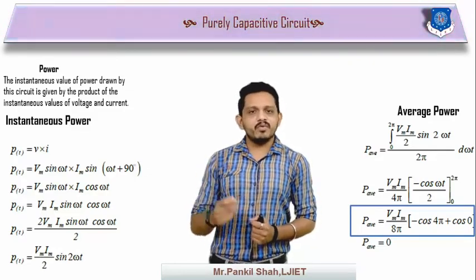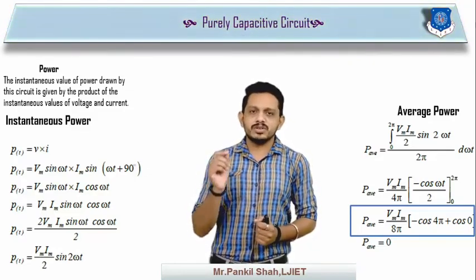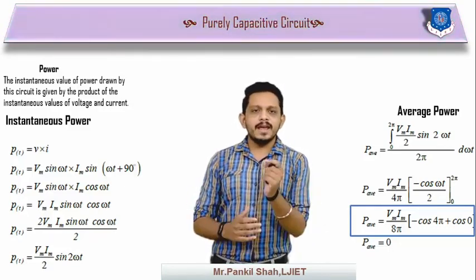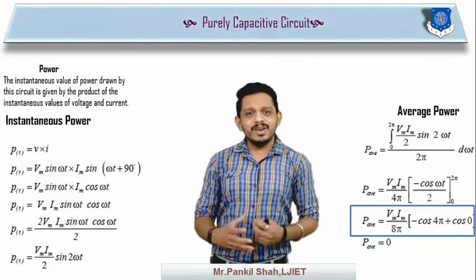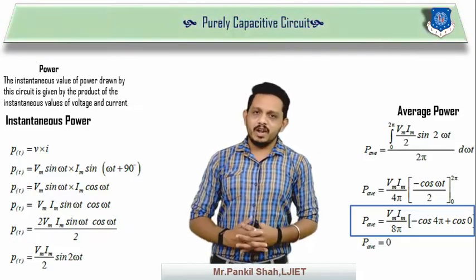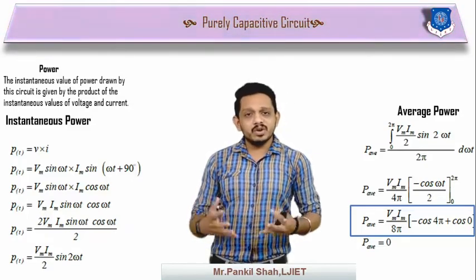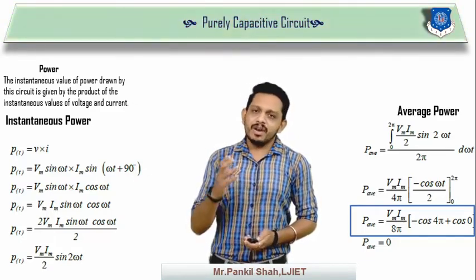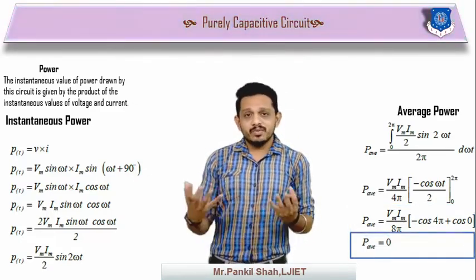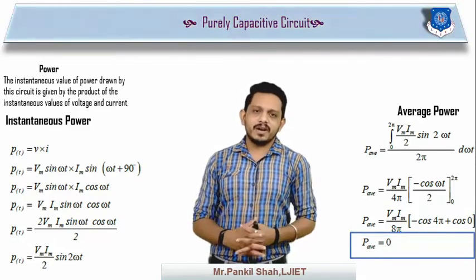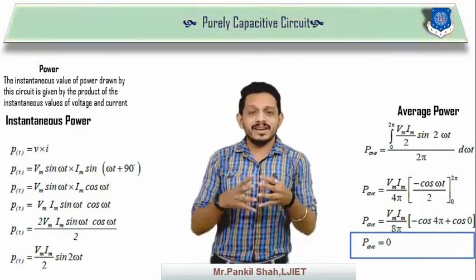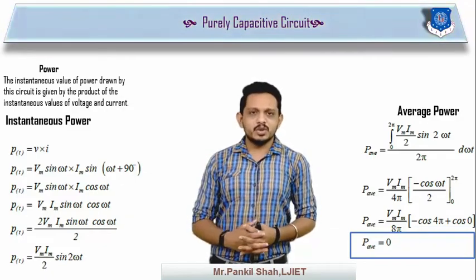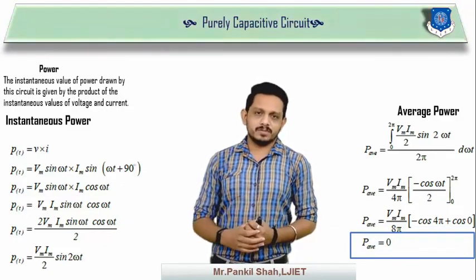So instead of omega t you put 0, so cos 2 into 0. It will be cos 4 pi minus cos 0. And we know that cos 4 pi has the value 1, and cos 0 also has the value 1. So it will be 1 minus 1, which is 0. So we can say that the average power consumed by the pure capacitive circuit is also 0. It means the capacitor does not consume any power from the source.